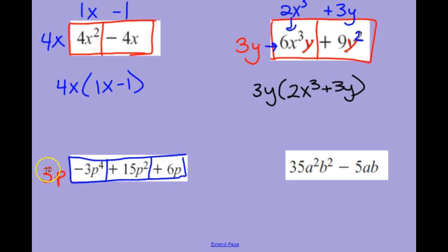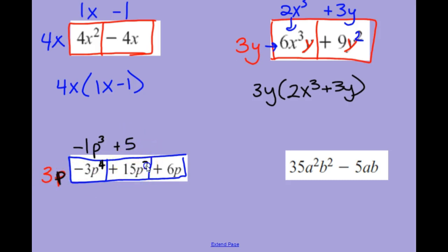If you wanted to take out the negative, you can. You don't have to. Sometimes your answer key will factor out the negative and leave the first term positive. Either way, you'll get the same answer. So if I take out a 3p, well, 3 times negative 1 will give me negative 3. I took out 1p here, but I need 3 more to get to 4, so I need a p to the 3rd.